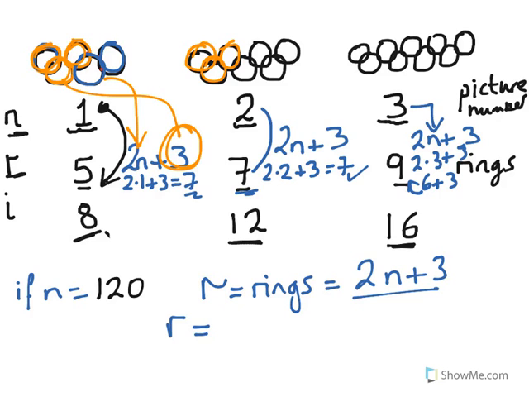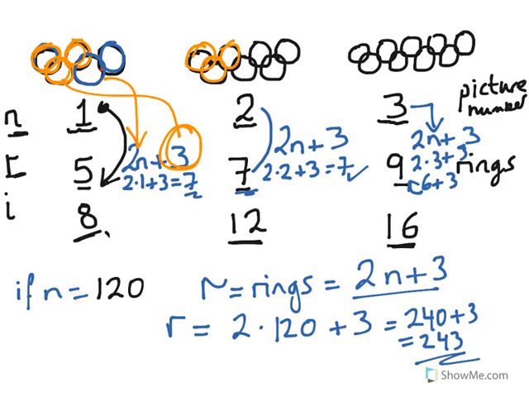pretty easy for us to work out. 2 times 120, that's our picture number now, plus 3. 2 times 120 is 240, plus 3 equals 243. So if we had picture number 120, and we went through and we added it all up, we would have 243 rings in that particular picture.